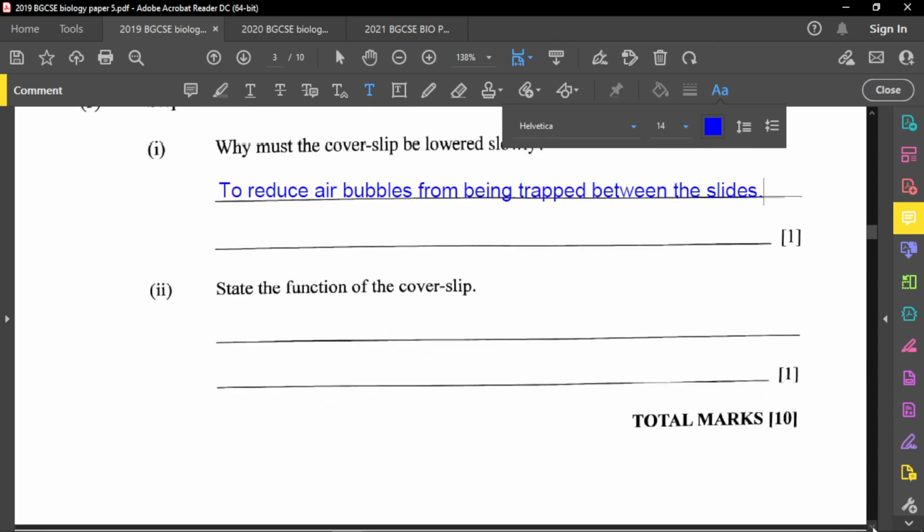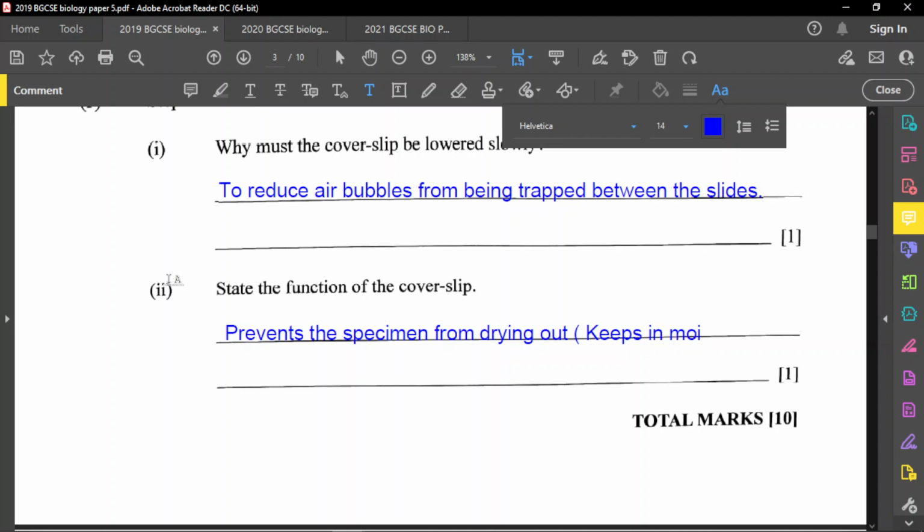All right, so the last part of question number 1 is to state the function of the cover slip. So the function of a cover slip is to prevent the specimen from drying out. Okay, so keep moisture in. In other words, it keeps in moisture. So the cover slip keeps in moisture.